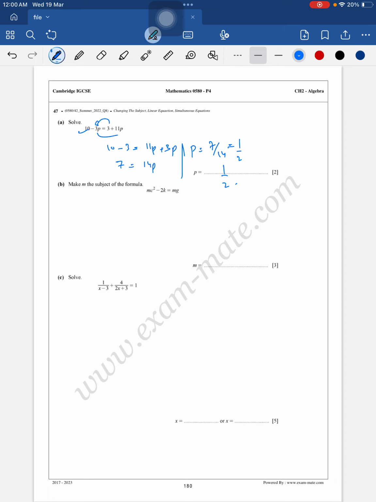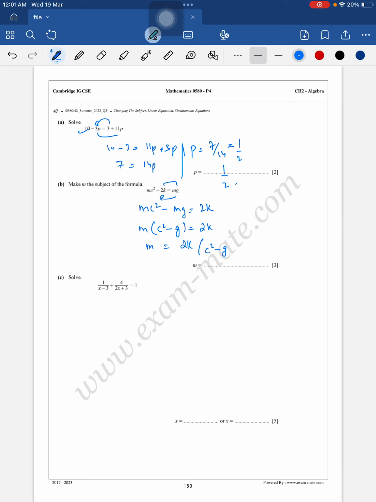Okay, make m the subject of the formula. When we have to make any variable the subject, we should move the terms having that variable on one side and the others on the other side. So mc square minus mg, mg goes over there, minus 2k comes over here, positive. Now taking m common, that will be c square minus g is equals to 2k. So m is equals to 2k upon c square minus g.